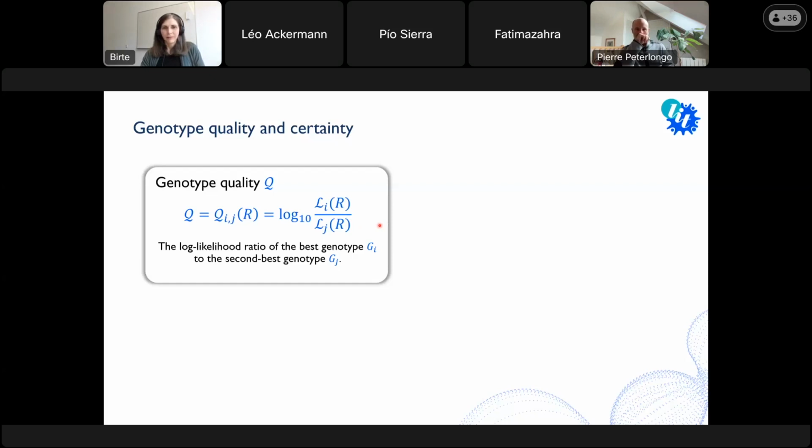While working on this, I actually went on maternity leave in between, and this is actually something that I now can recommend to everyone doing, because my postdoc afterwards came and said, well, this genotype quality, it actually doesn't take into account the posterior distribution of Q.